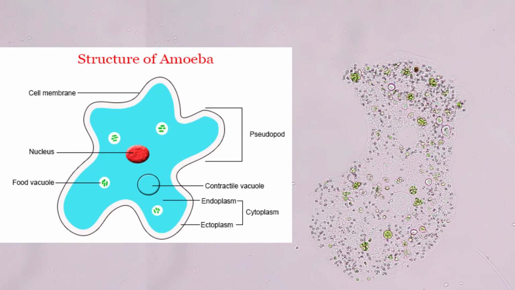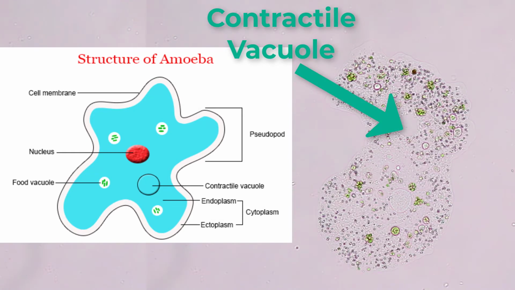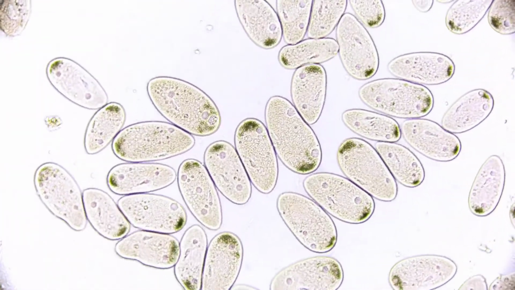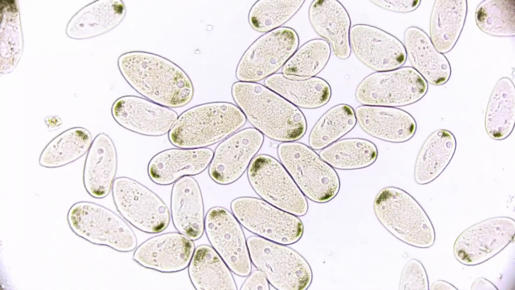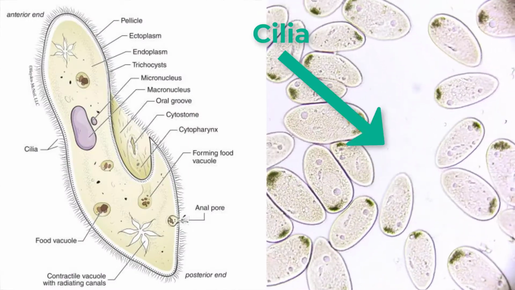You may also be able to see the contractile vacuole as water and waste materials are purged from the cell. What cell structures were you able to identify in the Paramecium? In the Paramecium, the first thing you should notice is the fine cilia.